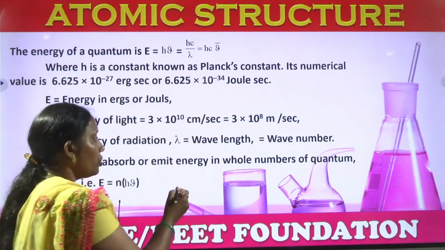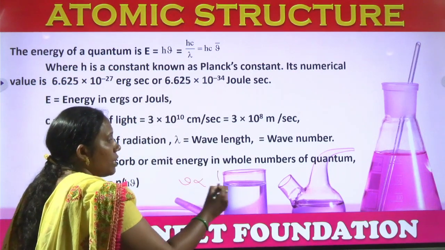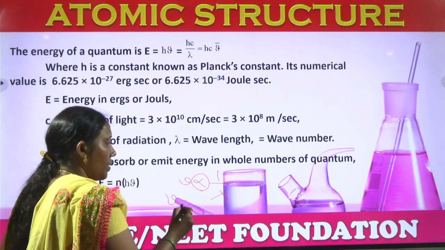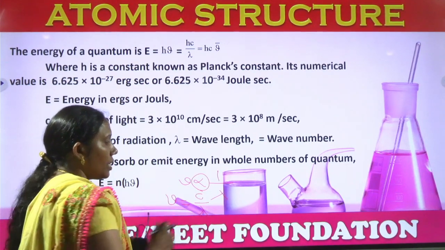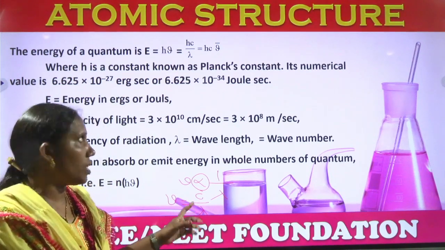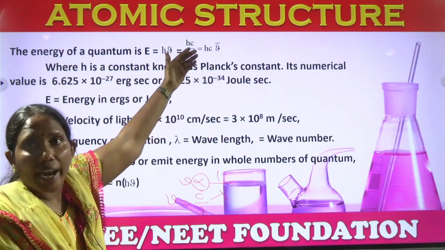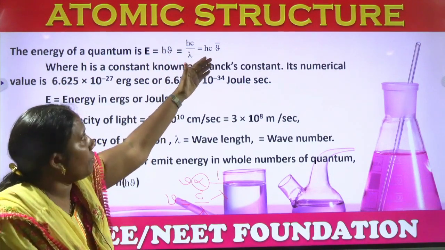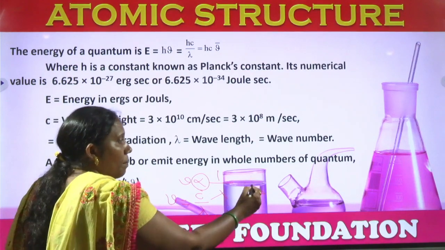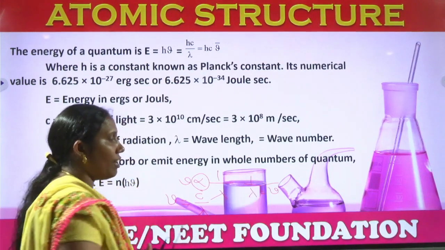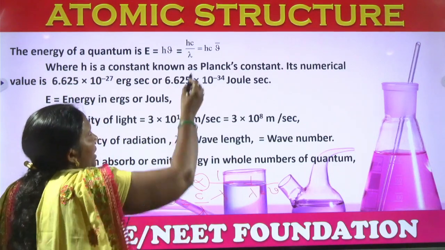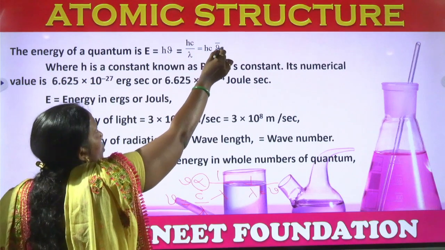H already, nu we know. What is that nu? Nu is inversely proportional to wavelength. If you remove this proportionality constant, nu frequency equals c by lambda. C is called velocity of light and lambda is called wavelength. So if you substitute that here, hc by lambda. Already we know 1 by lambda is equal to nu bar. Wave number is nothing but the reciprocal of the wavelength. So in place of 1 by lambda we substituted nu bar here.